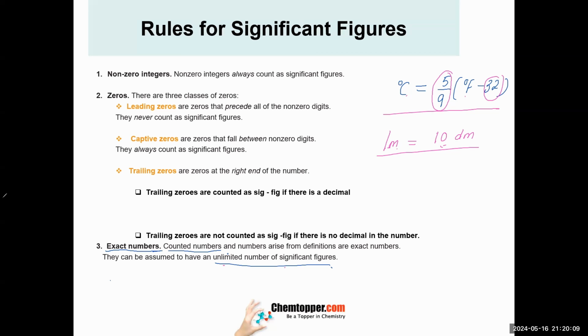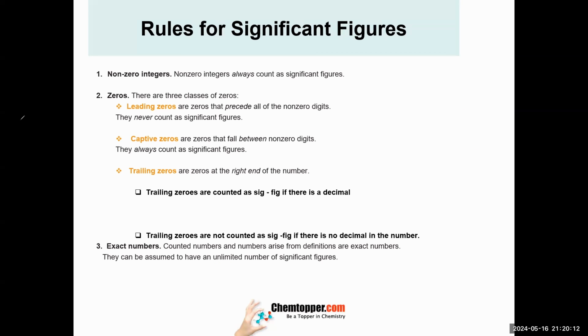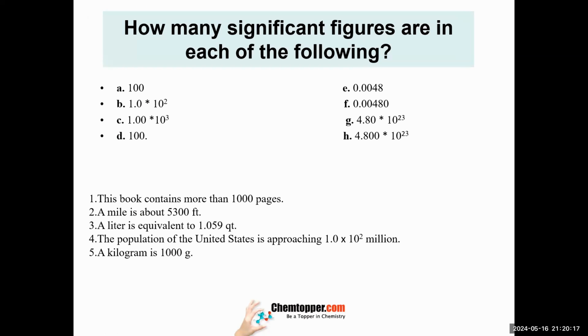So these are the rules of counting of the significant figures. So now we are going to practice. Okay. Remember trailing zeros, counted if there is a decimal, not counted if there is no decimal. Leading zeros, never counted. Captive zeros, always counted. And non-zeros, always counted. Keep practicing them.